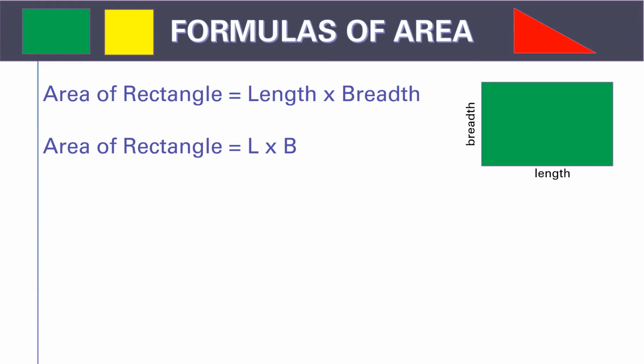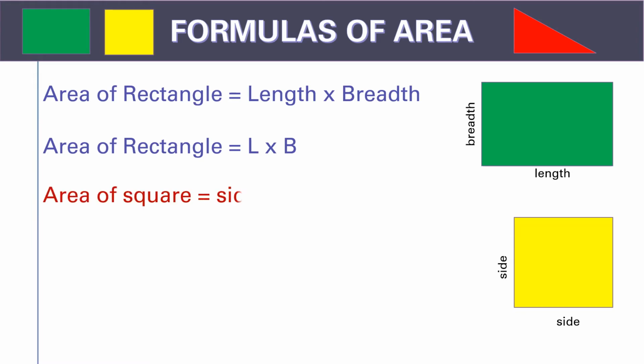And we know that in a square all the sides are equal in length. That means length is equal to breadth. So area of square is equal to side multiplied by side. Or we can say side square.